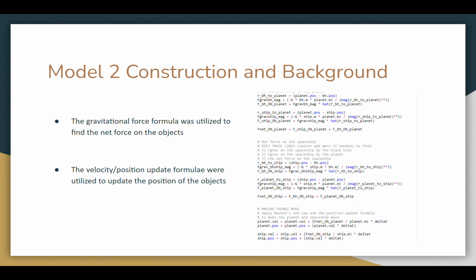So model 2 was a similar idea where we were having a planet and a ship orbiting around a black hole. However, now we knew the mass of everything, so we could use the gravitational force formula to model the net force on the planet and the net force on the ship due to the other bodies and gravity. And then from there, we could find the change in velocity and thus the change in position, so we could map the position of all the different objects as they revolved around the black hole.